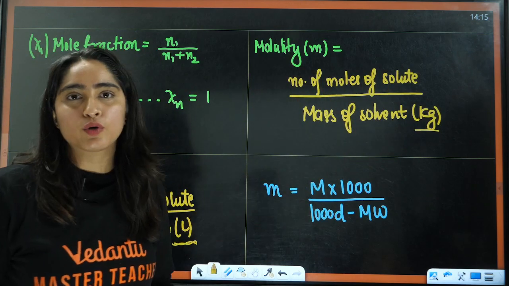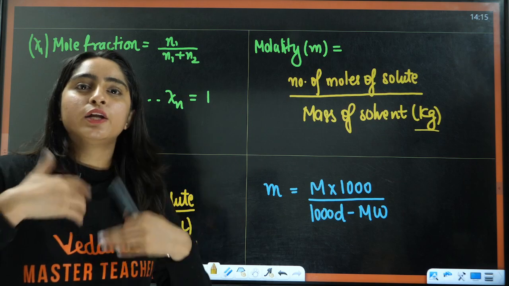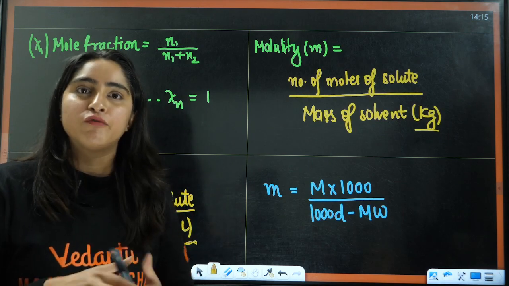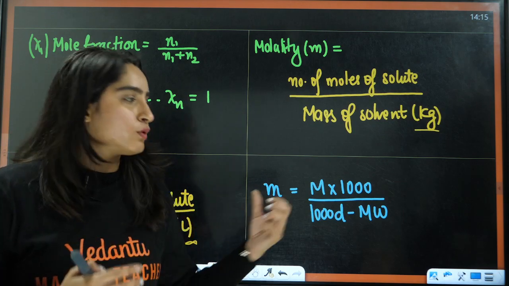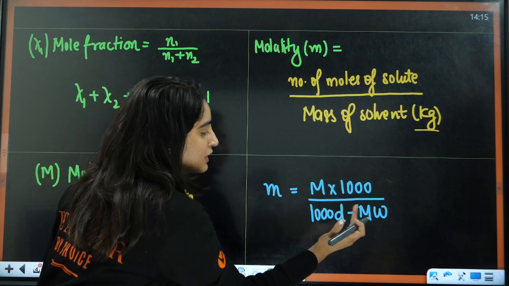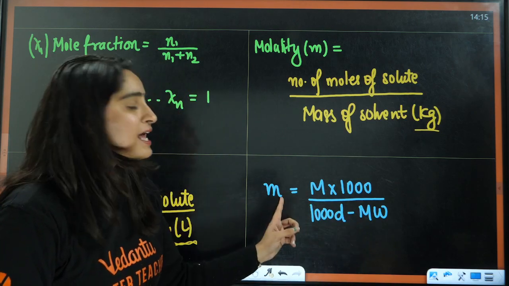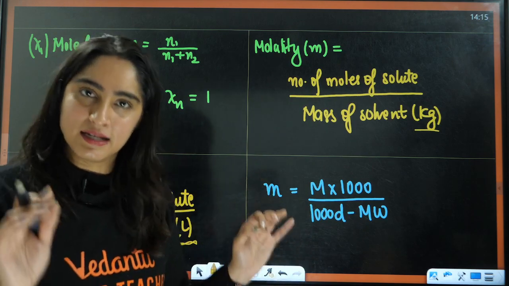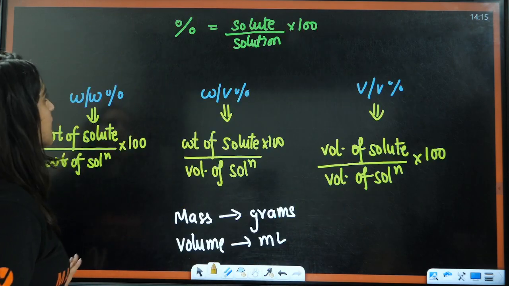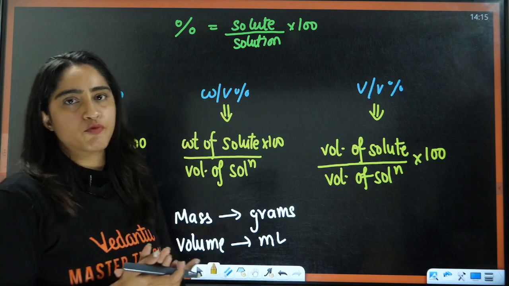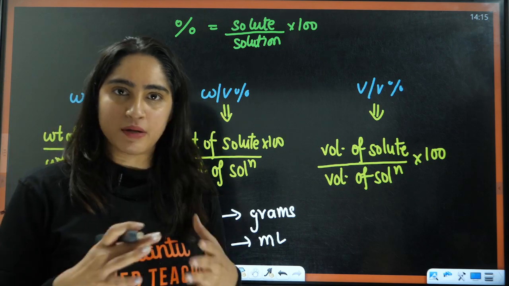Next is how to calculate molarity if you have molality, and molality if you have molarity. This is the formula where D is the density, W is the weight, and M is the molarity, and small m is the molality. Right?